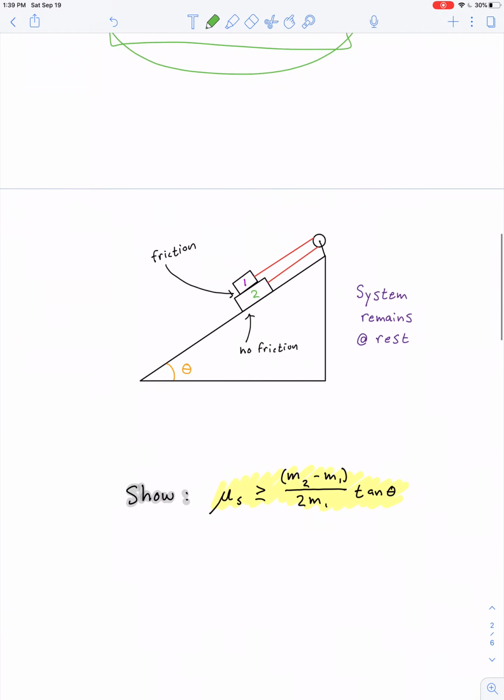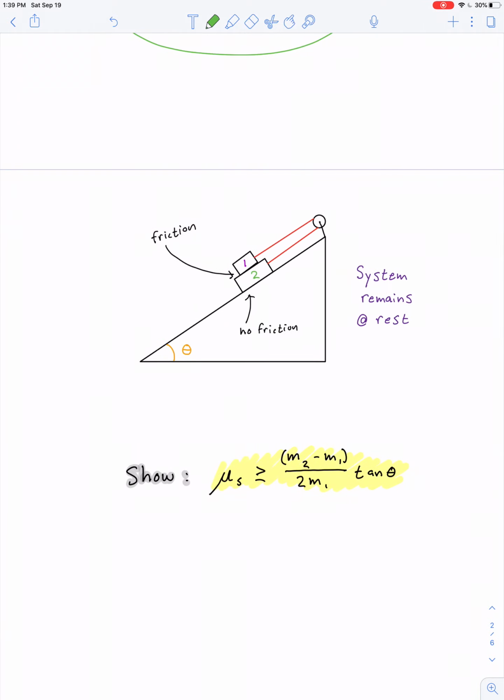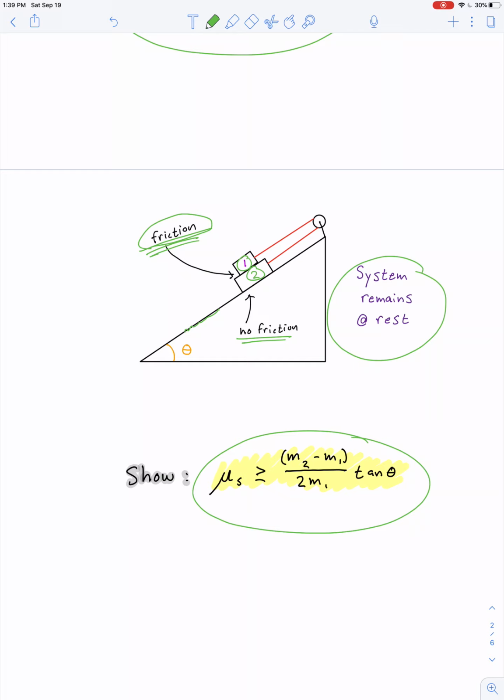Let's do another problem. One more type of proof. So in this case, there is some amount of friction between the blocks labeled as 1 and 2, but we say there's no friction. The ramp itself is really smooth, and the system again remains at rest. Show that the requirement for the static coefficient of friction between blocks 1 and 2 satisfies this equation. So again, we make free body diagrams in our solution.